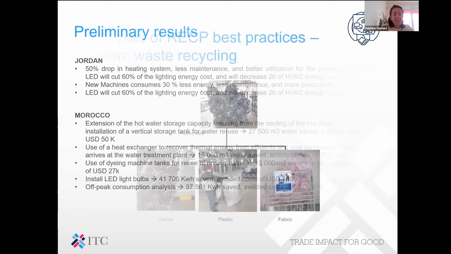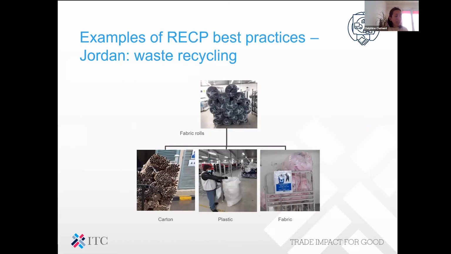Next slide, please. So now we would like to show you in the next slides some visual examples of best practices that are currently being implemented by some champion companies we met in our beneficiary countries within the GTEX and MENATEX program. Here in Jordan, you can see that from the packages of fabric rolls that the company receives, they manage to sort different types of waste, enabling the company then to recycle these different types of waste.